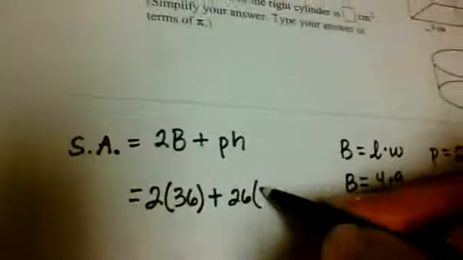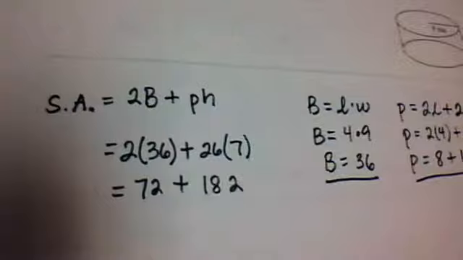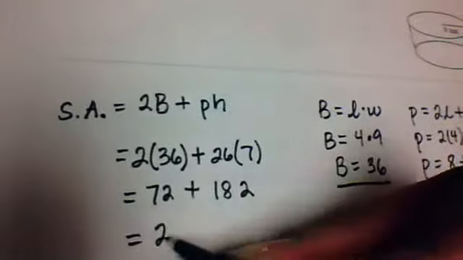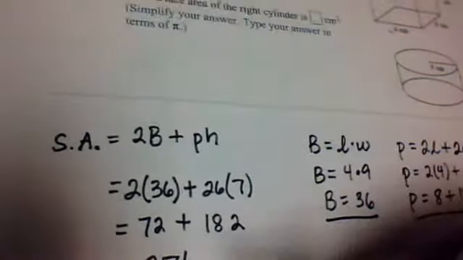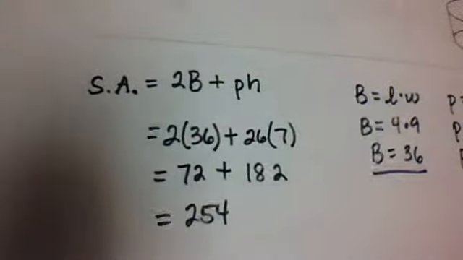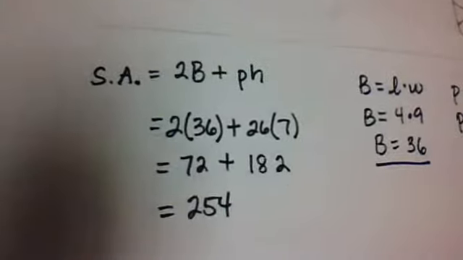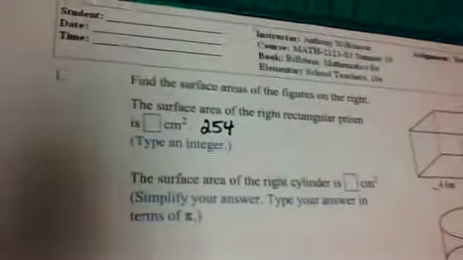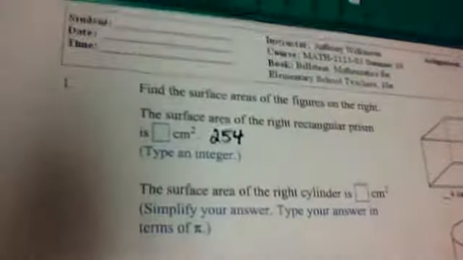Now, if you multiply this out, 2 times 36 is going to be 72, plus 26 times 7, which will be 182. And then 182 plus 72 would be 254. So the surface area of that right rectangular prism is 254. And to answer that question, it'll be 254 square centimeters. Okay, because surface area is always going to be in square units.